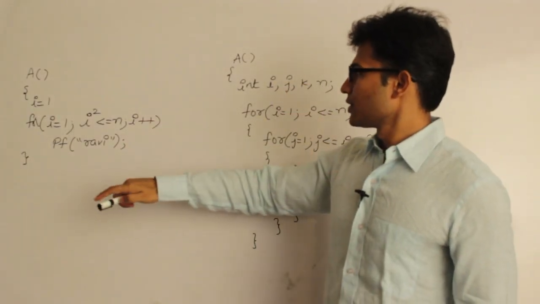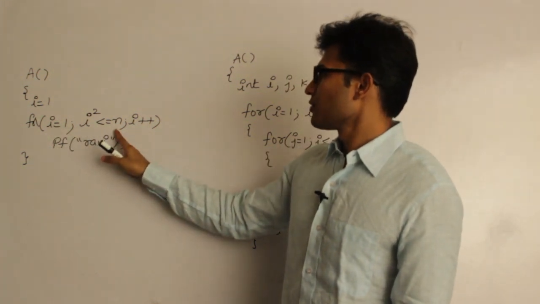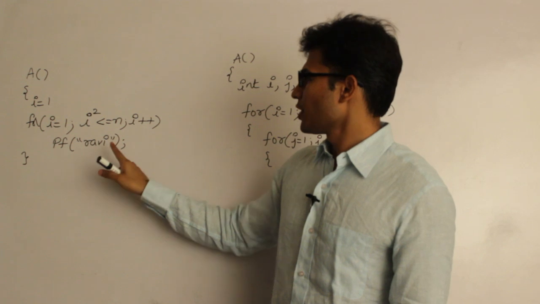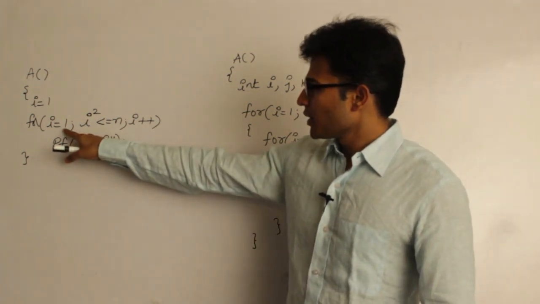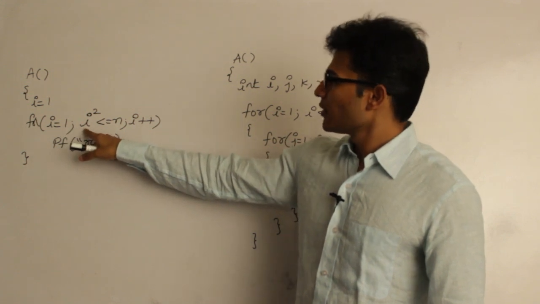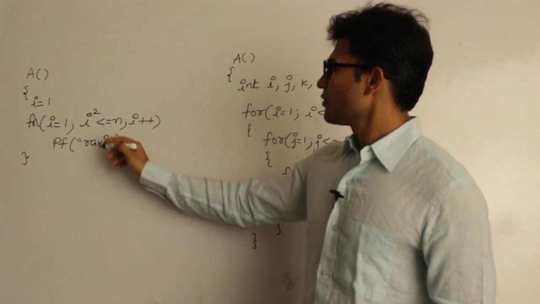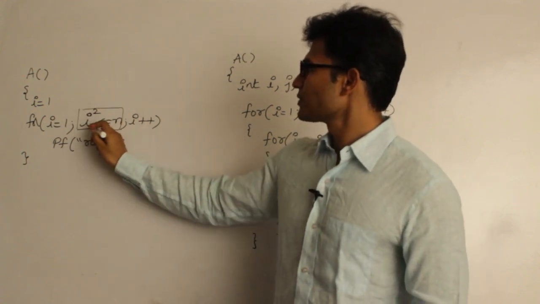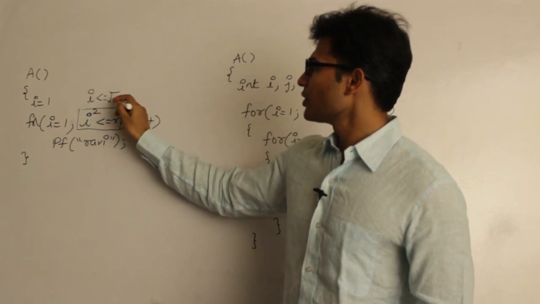Read this example first. For i equal to 1, i square less than or equal to n, i plus plus, printf Ravi. How many times this will be printed? i is going to run while i square is less than or equal to n. So one other way of writing this is, instead of writing i square is less than or equal to n, we could write i is less than or equal to root n.